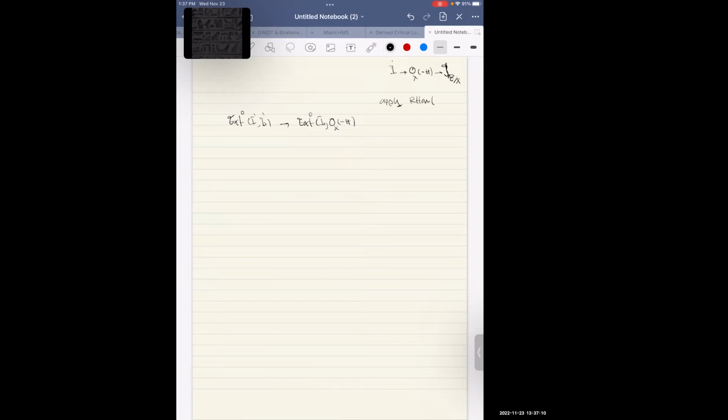Hom(blank, O minus H) to this exact triangle. If I do that, I'm going to have Hom(O, O minus H) in here. Previous to that, I have Hom(ideal sheaf, O minus H) in there. And then after here, I have Ext^1(I_Z in X, O_X minus H), something like that.